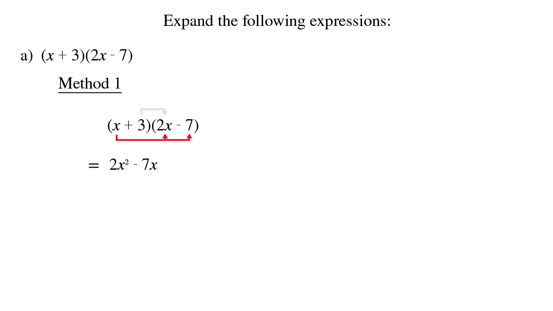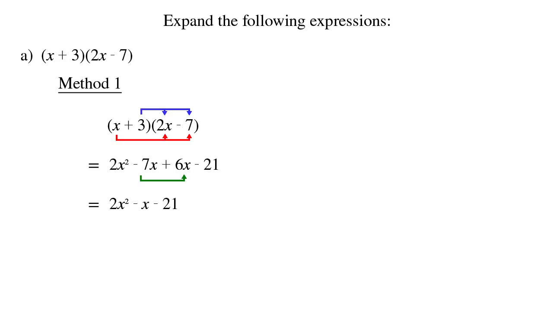Next we take the 3 by 2x, and that gives us 6x. The insides in FOIL. And finally, we multiply 3 by minus 7, the last numbers in each set of brackets, the L in FOIL, and that gives us minus 21. We could leave our answer as it is, but there are two x terms, minus 7x plus 6x. We can combine these together by performing the calculation, and this gives us 2x squared minus x minus 21.